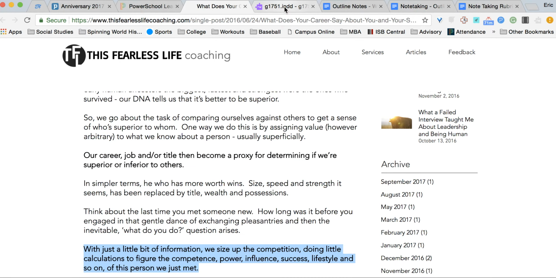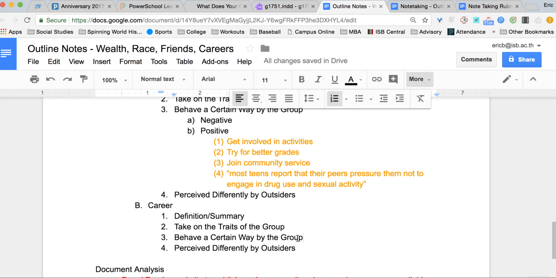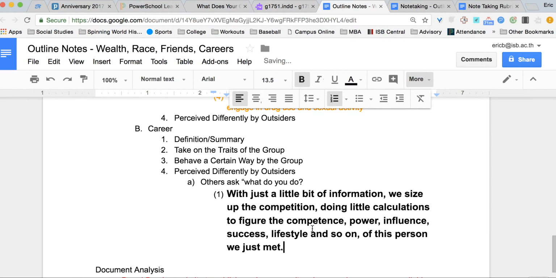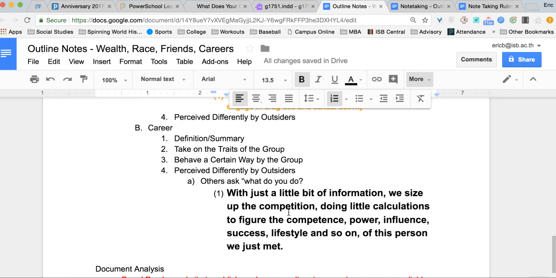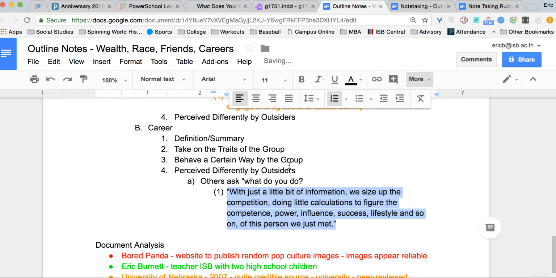So now look where I'm going to put this. It's a different place. So I go to my outline notes. This is now career. Others ask what do you do? And from this answer, they get all of this. I'll put that in quotes, and I'll make sure I change the fonts so they're all the same. Arial 11, boldface. Now again, where did I get this from?